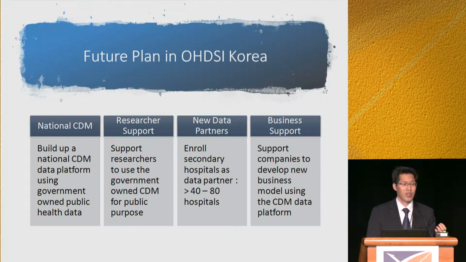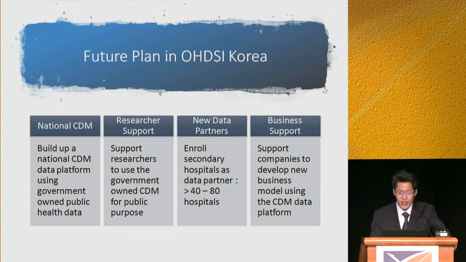One is the HIRA, the Health Insurance Review Agency. They have the whole claim data of the Korea, and the NHIS is the national insurer. They have all claim data, so they will convert their whole claim data into OMOP CDM, and they will also support the researchers who want to use the CDM data for the public purpose. I heard that they will provide about 20 new research grants for the researchers.